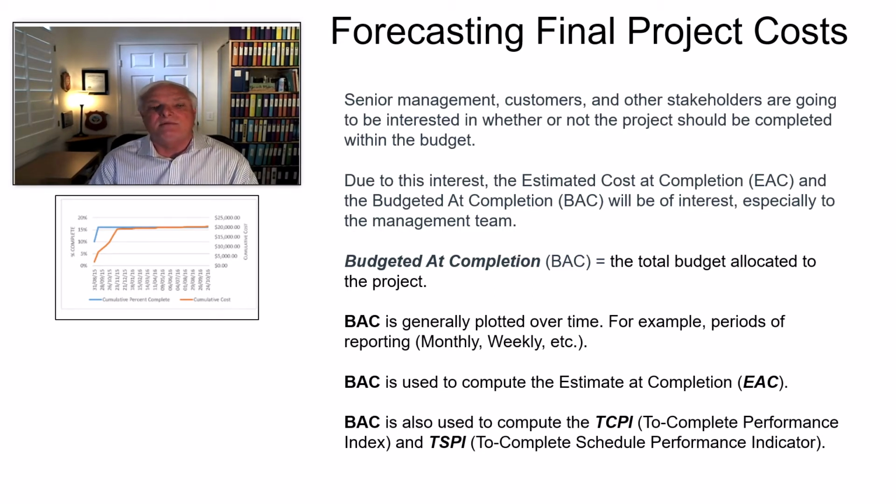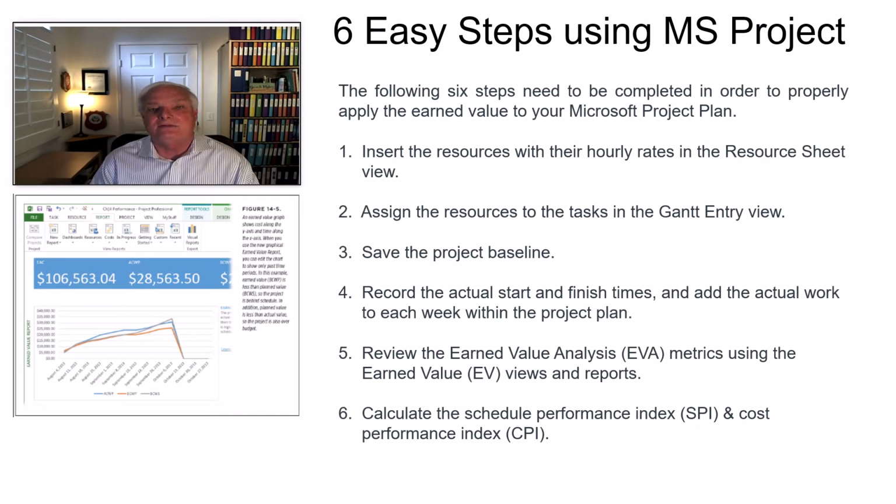For example, there will be multiple points. You can kind of break it down either by weekly or monthly to be able to see and forecast what that looks like. The BAC is also used to compute the EAC, the estimate at complete, which would be what is the total cost going to be for me. Now, there's a couple other formulas that are going to come in determined off of that BAC, and those are called TCPI, which is the to complete performance index, and the TSPI, the to complete schedule performance index. So TCPI and TSPI are additional formulas you may be asked to put together.